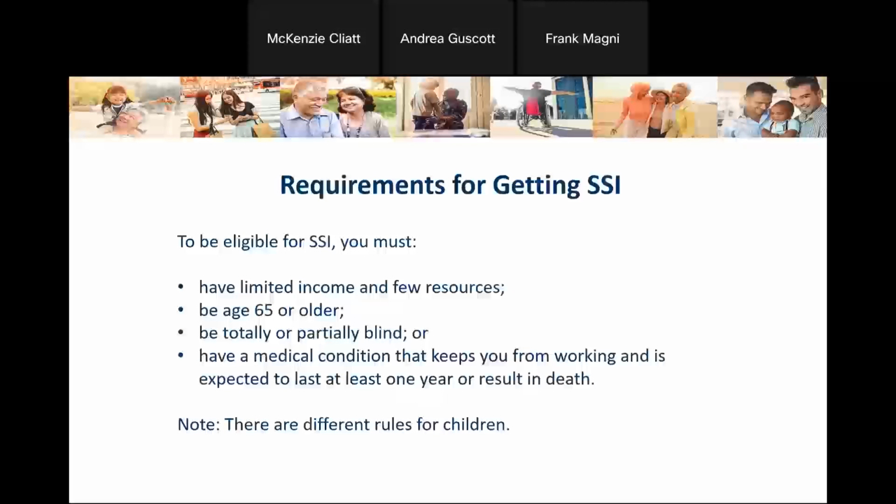So we are transitioning right now. I was just talking about SSDI, even though I did talk about SSI. These next couple of slides are going to be talking about Supplemental Security Income. The key differences between SSDI and SSI are financial. Individuals that are 65 or older do not need to be disabled to be eligible for SSI.